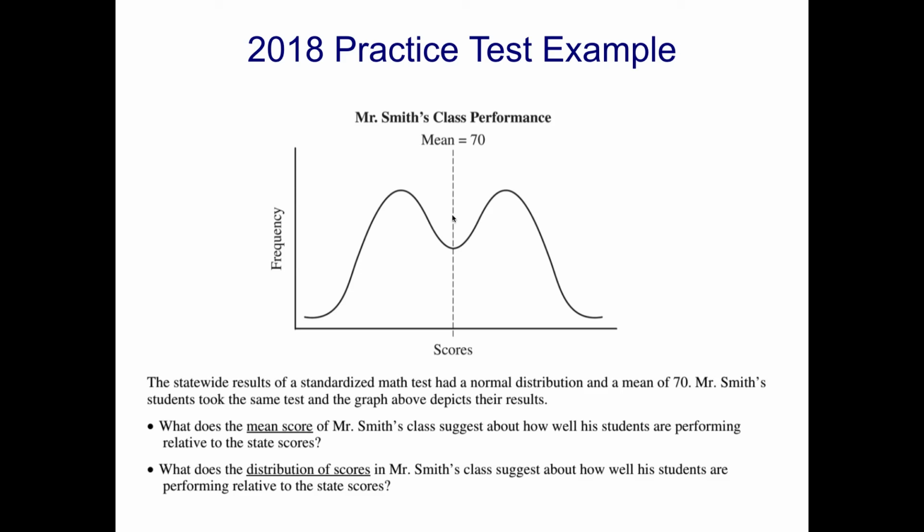But now we're looking at Mr. Smith's performance relative to those state tests. So what you have to answer is, what does the mean score of Mr. Smith's class suggest about how well his students are performing relative to the state scores? What does the distribution of scores in Mr. Smith's class suggest about how well his students are performing relative to the state scores? So you're looking at the mean as well as the distribution, which is what we're seeing right here. Okay, so you can turn off the video and go ahead and do this example.